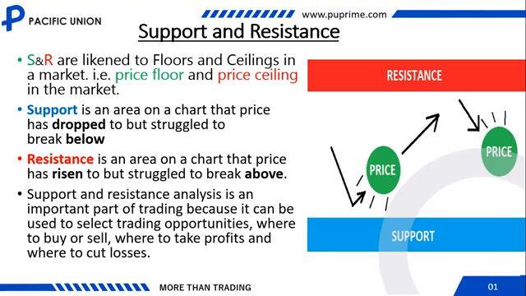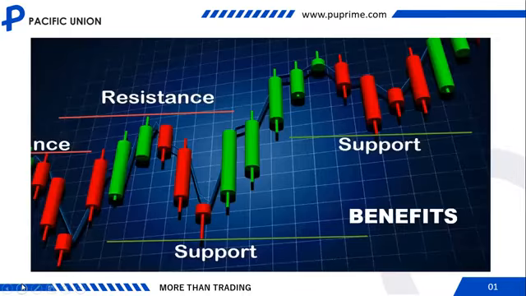Now, support and resistance analysis is an important part of trading because it can be used to select trading opportunities: where to buy, where to sell, where to take profit, and where to cut your losses. Exactly. Later on, in a few moments, we'll look more at that. Support and resistance is very, very important as a trader. As a beginner, you really need to have a good foundation of it. So that's why now we'll look at some of the benefits of using support and resistance.